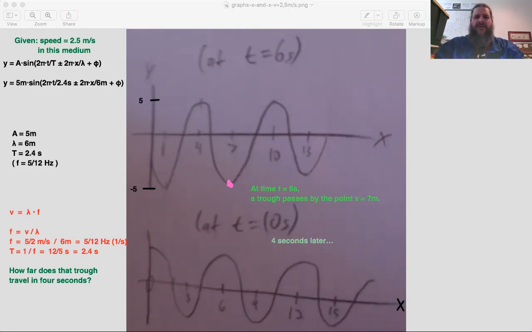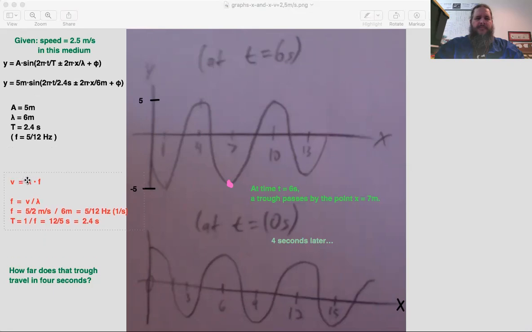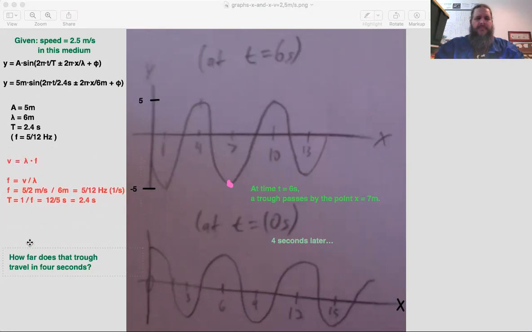What do we know about how fast the wave is traveling? Maybe we use its speed. Yeah, we know its speed. Its speed specifically is 2.5 meters per second. We also know the amount of time taken is 4 seconds. We could call that delta t. We want to know delta x, how far it travels.